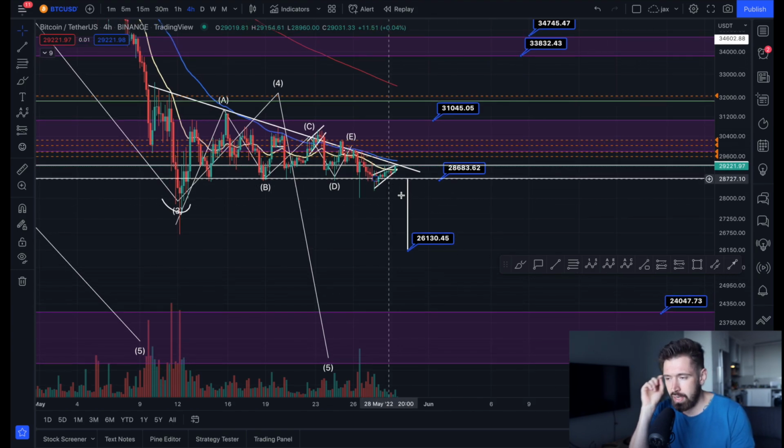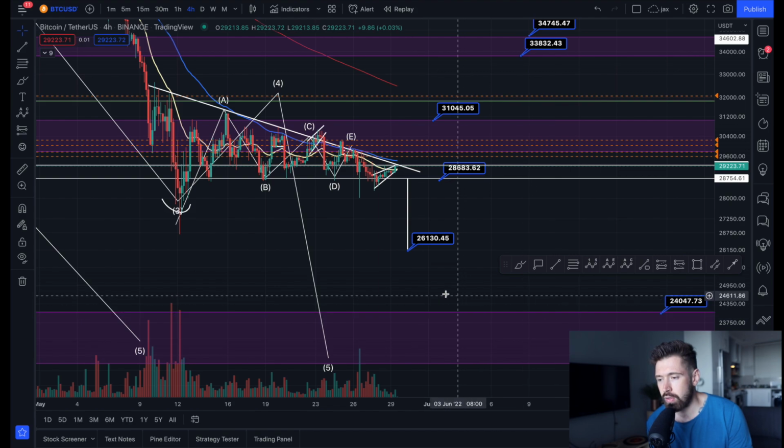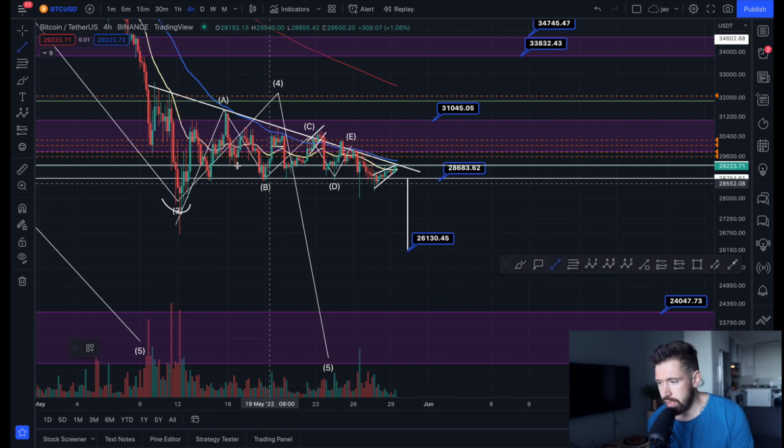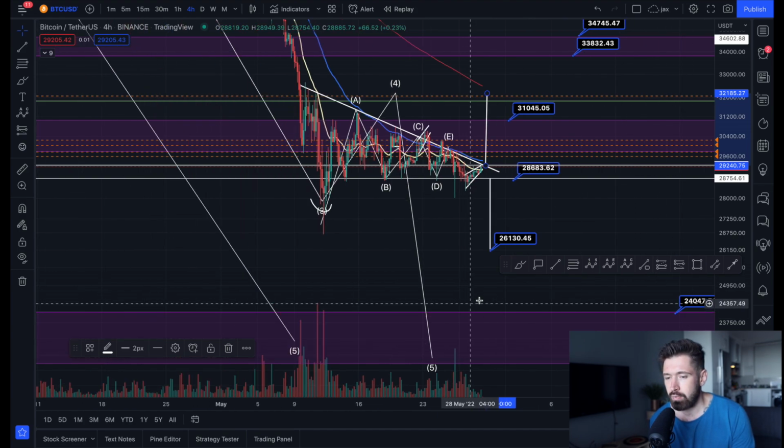So if we do break down, I do think there's a strong likelihood of us coming down to that 22 to 24K level. But if we were to break out of this descending triangle here to the upside, it could take Bitcoin all the way up here to about 32K. And then you can see that push up to 33 to 34,000 before seeing that final wave down to 22 to 24K, in my opinion.